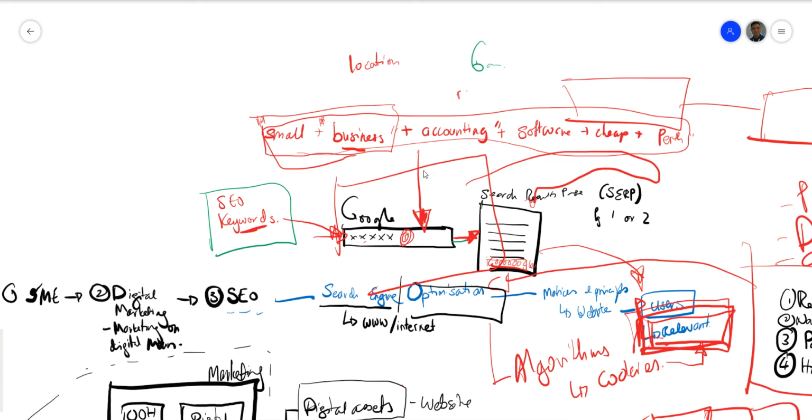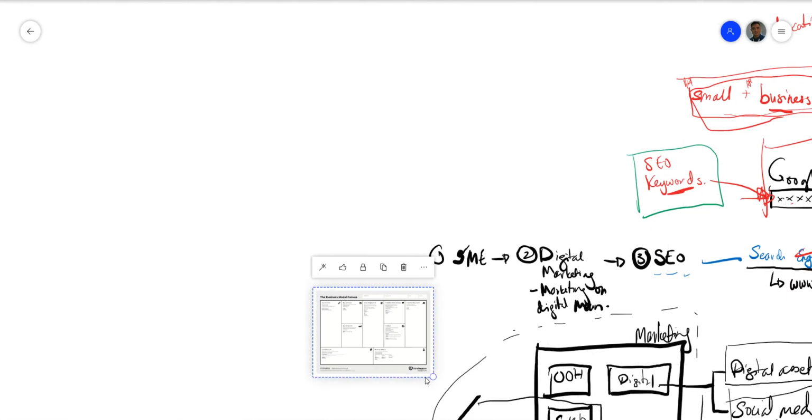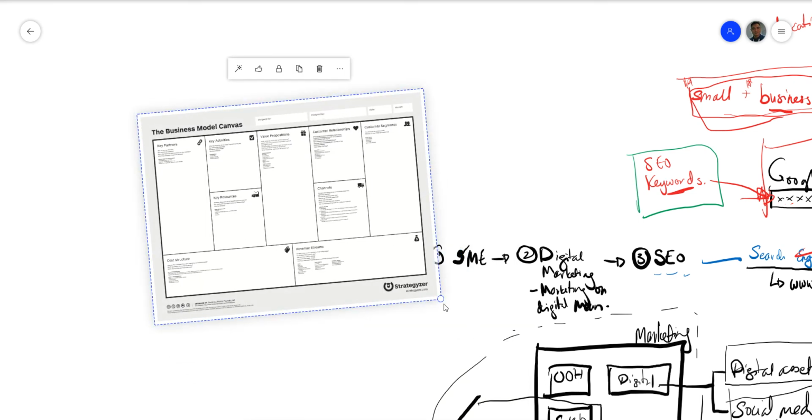But remember, earlier I was mentioning something about your SME, your business model, right? Well, how does that come into the picture? What's the relevance here? Whenever we're talking about small businesses and business models, let me bring this one up.